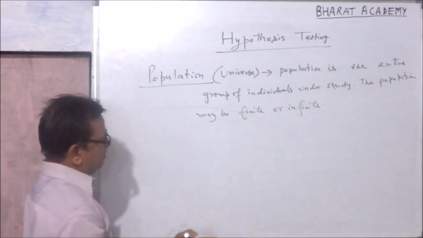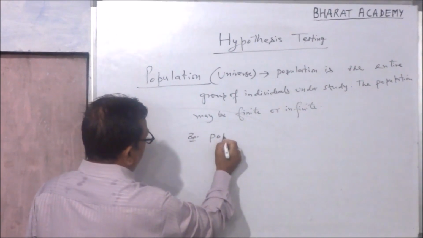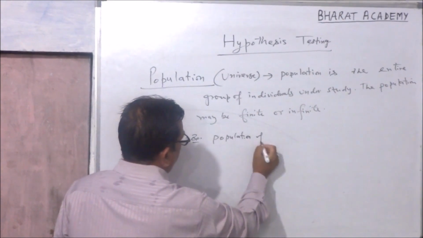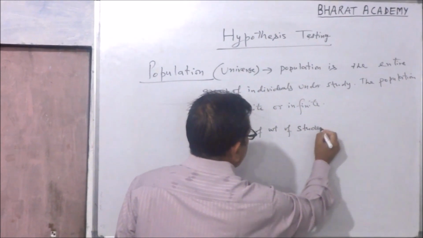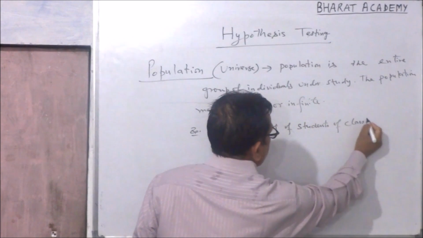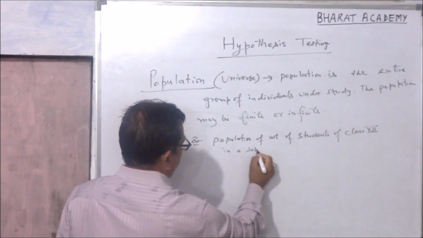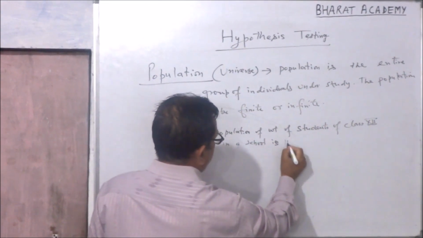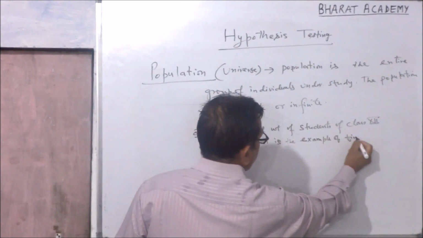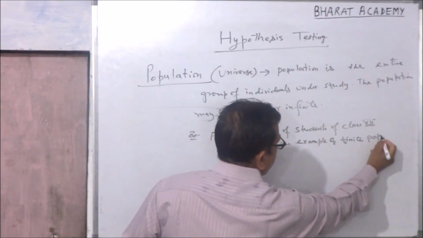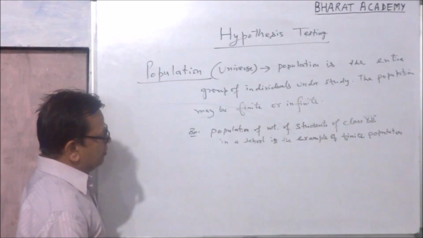We explain it by certain examples. Example: population of weight of students of class 12th in a school is the example of finite population, since we can count all these students.